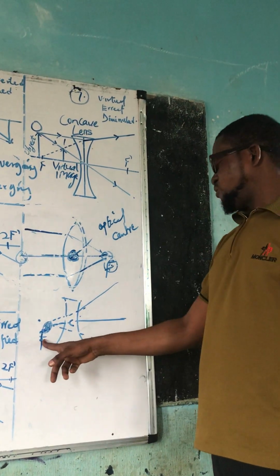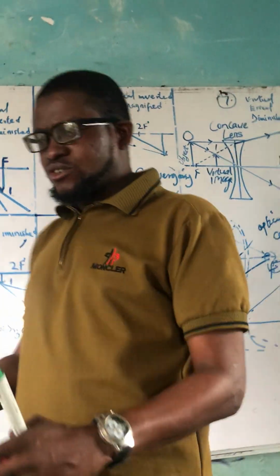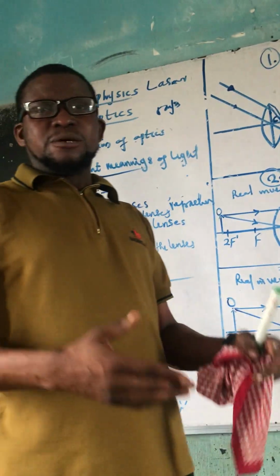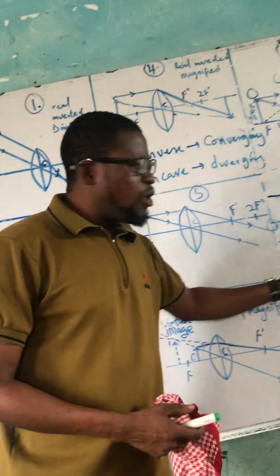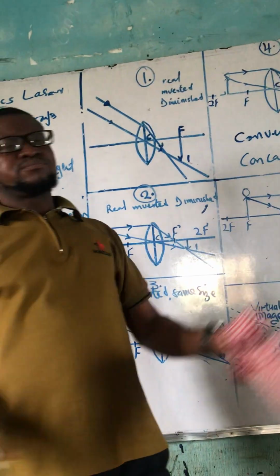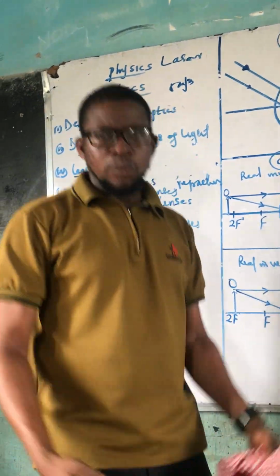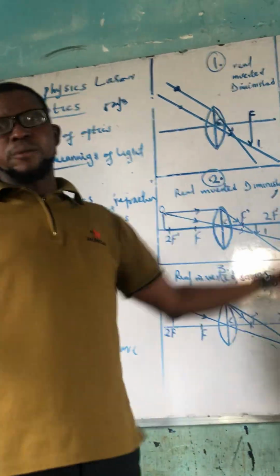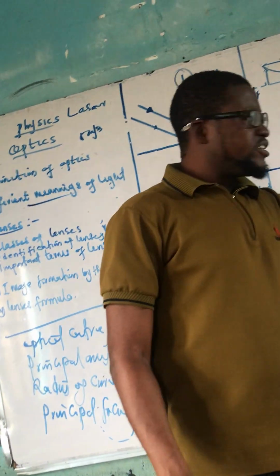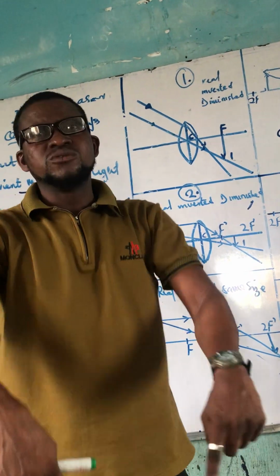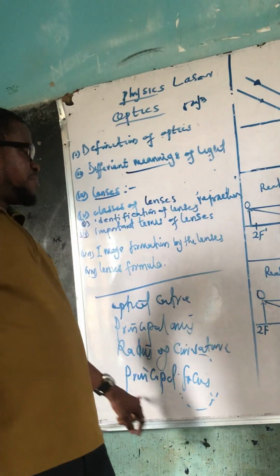We say principal focus is the point from which the rays of light diverge after passing through a what? Concave lens. Is the point from which they go on their separate ways after passing through what? Concave. Here is the point at which they come to a point after passing through. So that's another principal focus.